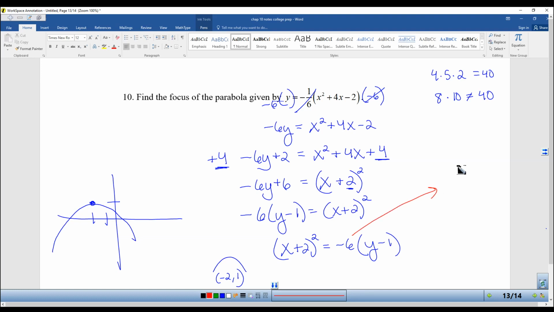So this one is a little harder. 4P is -6. Even though these problems are contrived, the P is not always going to be a nice, easy number. So it's -6 over 4, which is -3/2, or if it's easier for you, 1.5. So from this point, which is up 1, I'm going to go down 1.5. So right there. So I'm going to be at -2, -1/2. That's going to be my focus point.